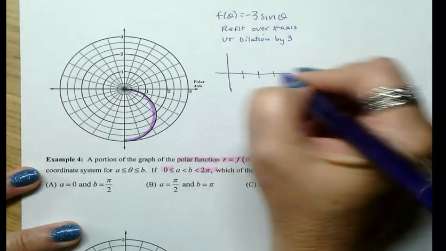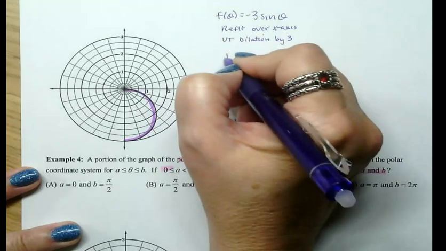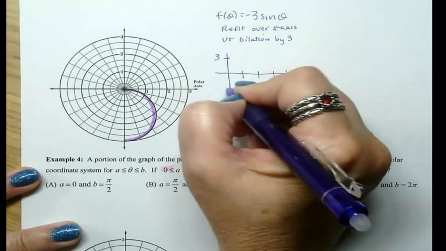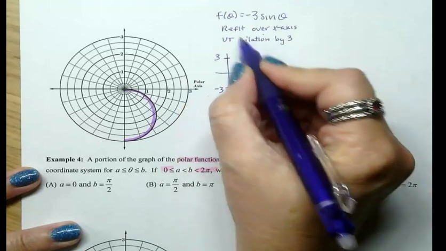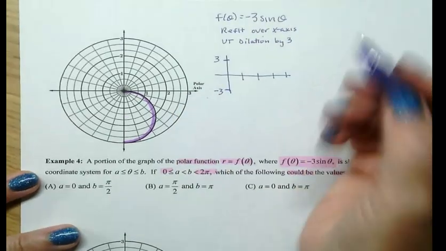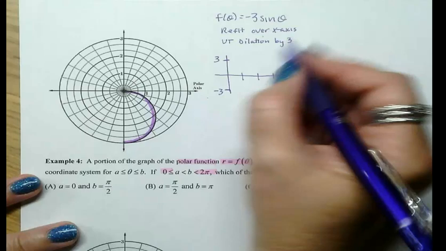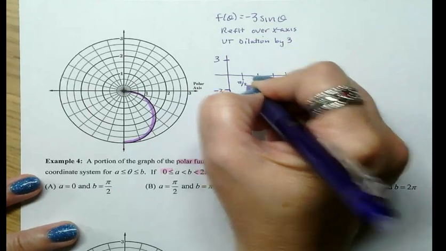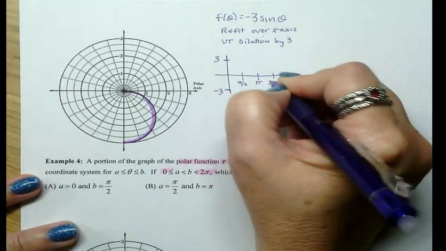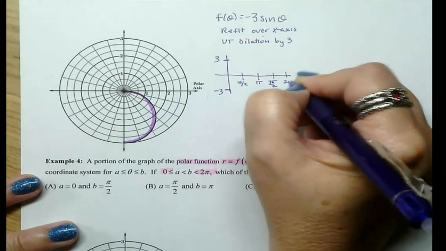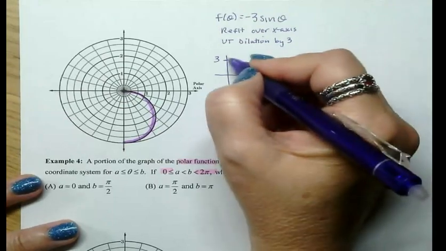And 1, 2, 3, 4, and then we're going to go up to 3 and down to -3. That's what that dilation right there in front is telling us. So then when we graph this, this is going to be pi over 2, pi, 3 pi over 2, 2 pi, and we know that it's flipped upside down.